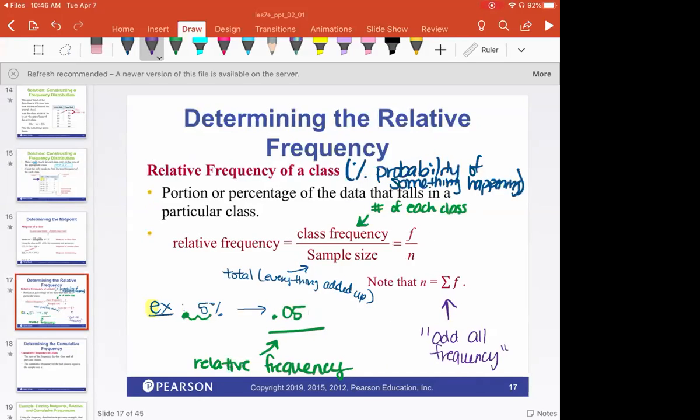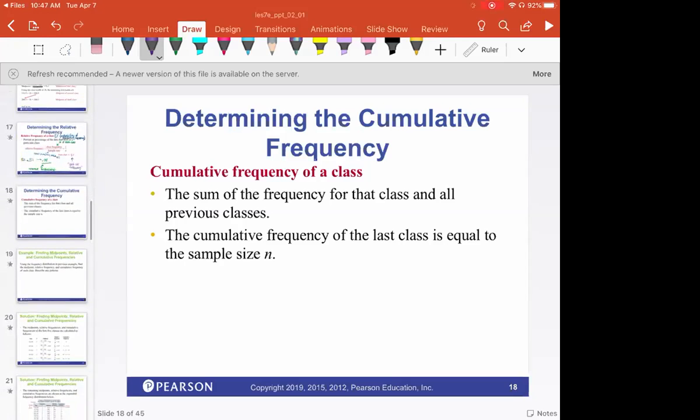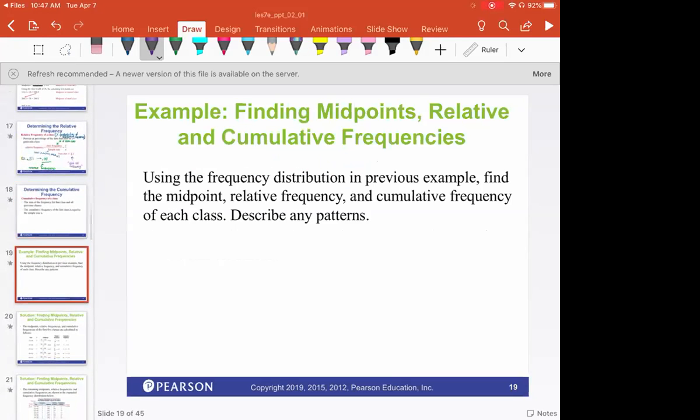Jumping back to our current slide 17. Moving forward. Determining the cumulative frequency. The cumulative frequency of a class means the sum of the frequencies for that class and all previous classes, and the cumulative frequency of the last class is equal to the sample size n. So let's go ahead and see that. Example: find the midpoints, relative frequency, and cumulative frequency.